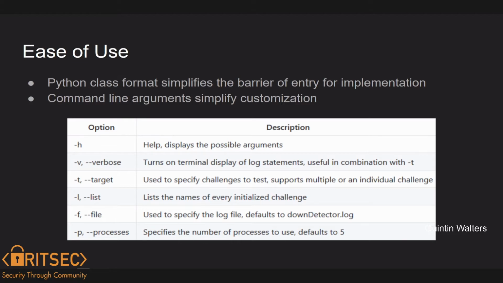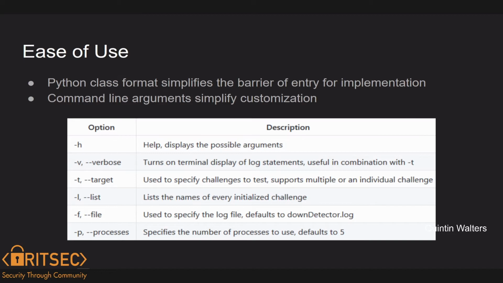The command line arguments further simplify the implementation. Instead of editing a config file or the code directly, the competition architecture volunteers can easily modify the tooling to fit their needs. If they want to check a single challenge quickly, they can run Down Detector with the -t and -v flags to target a specific challenge or group of challenges and see the output in their terminal without having to check the log file. In the bash version, if you wanted to check a specific challenge, you had to comment out all the other challenges. And then once you ran it, you had to check the log file to see how it worked. It didn't output to the terminal.